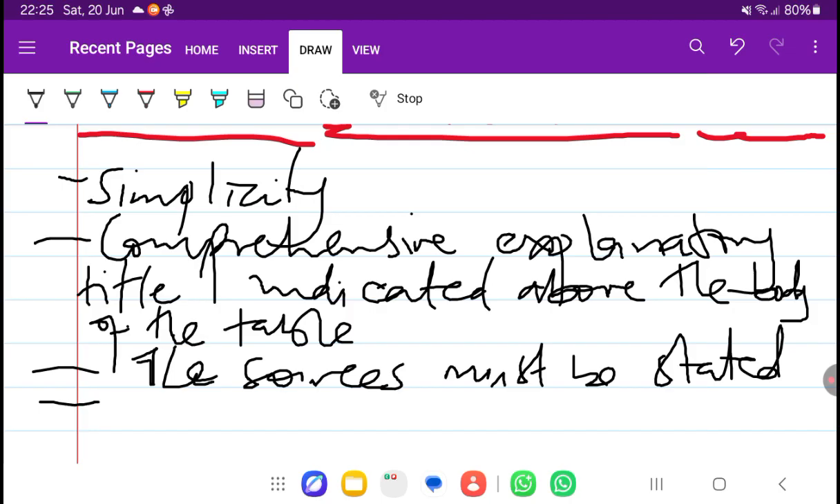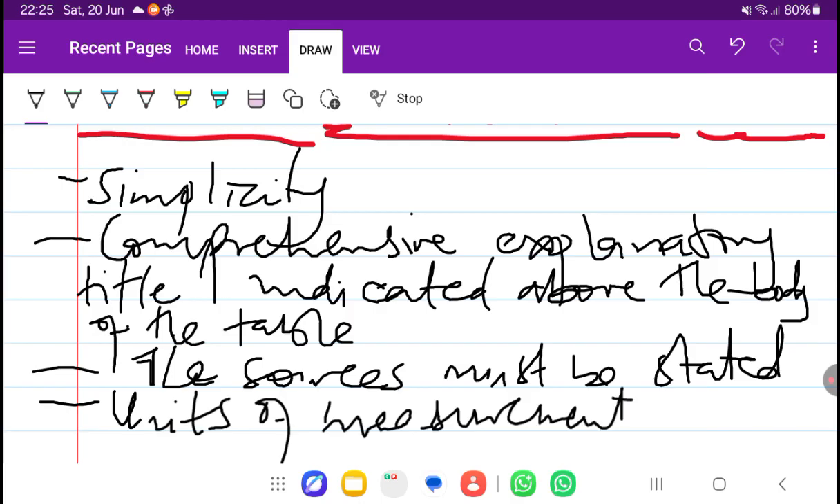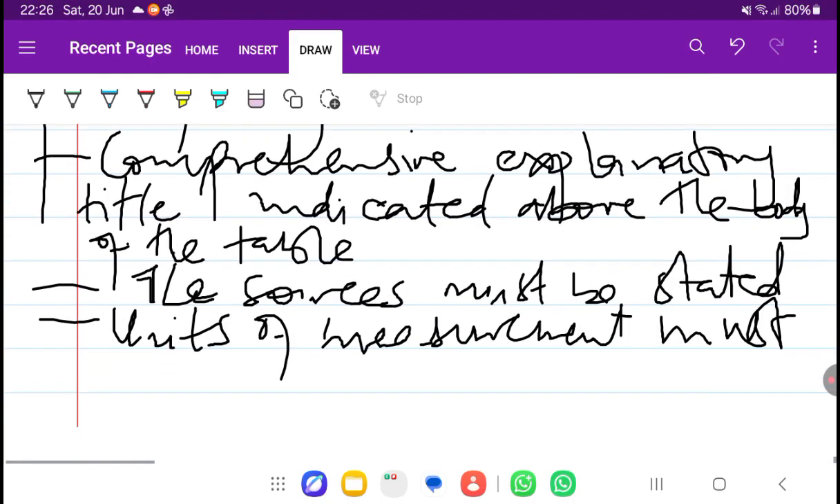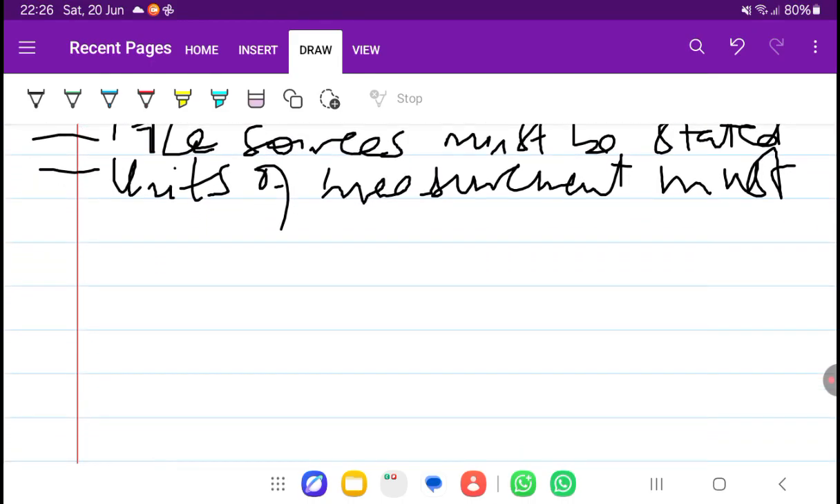The other is that units of measurement must be clearly stated.